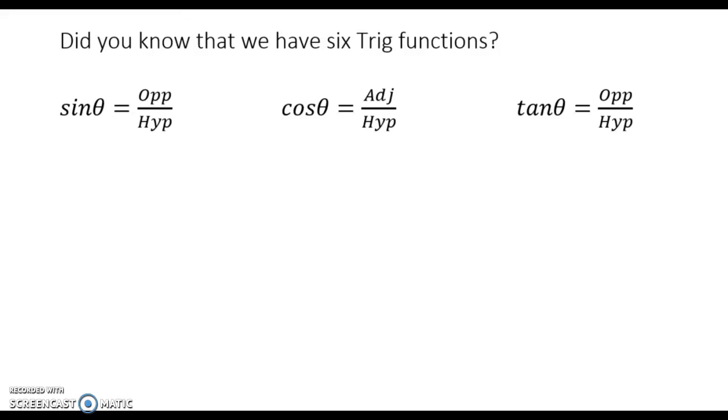All right, did you know that we have 6 trig functions? So we start off with sine, cosine, and tangent, but we actually have 3 more. These are called reciprocal functions, and so you're going to have the reciprocal function of sine, so that is called cosecant.